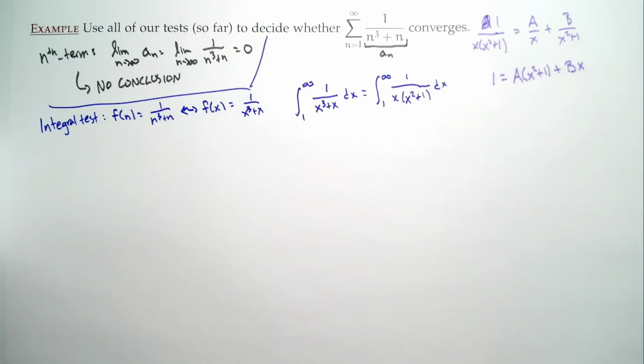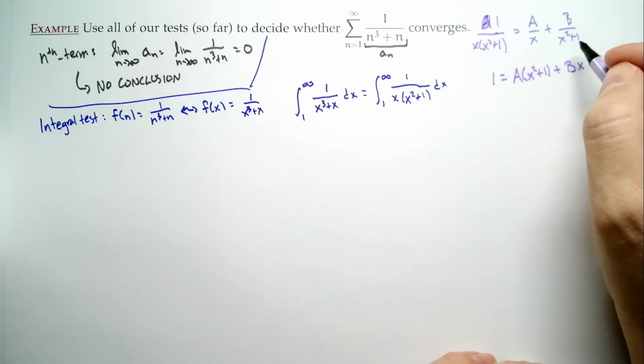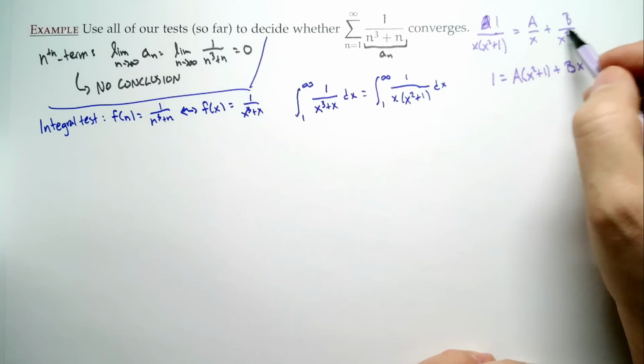1 over x times x squared plus 1, that's a over x plus b over x squared plus 1. Clear your denominators: 1 equals a times x squared plus 1 plus b times x. Right? Oh my gosh. It's been too long. Where's my mistake? Do you see it? I set it up wrong.